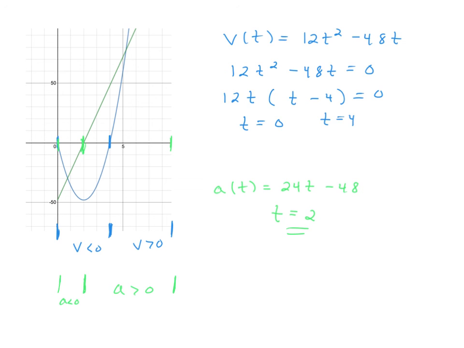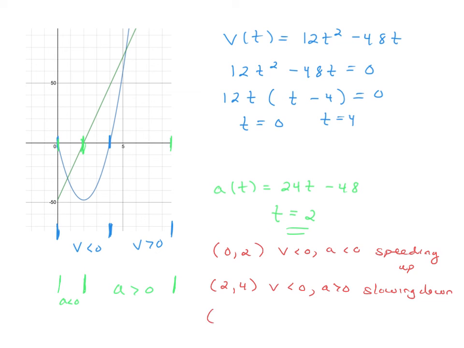So if we examine these, between 0 and 2 seconds, both the velocity and the acceleration are negative. That is speeding up. Between 2 and 4 seconds, the velocity is negative, but the acceleration is positive. That is slowing down. And then if we are beyond 4 seconds, both the velocity and the acceleration are positive, and that means speeding up.